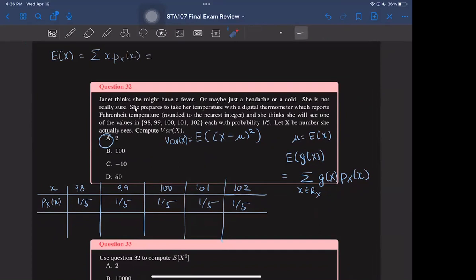So what we are doing is going through each column in the PMF table, taking the value of X, and multiplying with the probability corresponding to it. So I have 98 multiplied by 1/5, and then plus 99 multiplied by 1/5, and then 100 multiplied by 1/5, and I do the same for 101 and 102. And the expected value I get is 100.